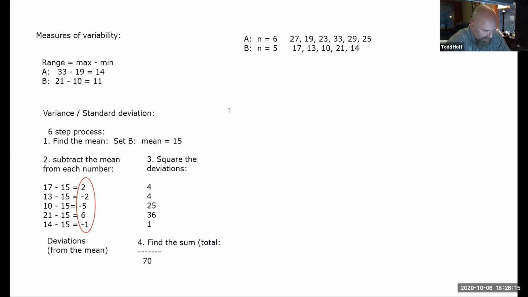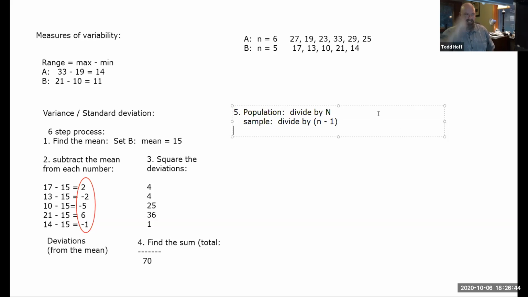Step 5 is where people make their mistakes. Step 5 depends on whether it's a population. Now, a population almost never occurs, that we have data from a whole population. If it's a population, we would divide by capital N. We use capital N for the size of a population, little n for the size of a sample. If it's a sample, we actually divide by n minus 1. The reason for that is if it's a sample, if we actually know the population parameters, the last item of the sample has to be a predetermined value. It's not free to vary.